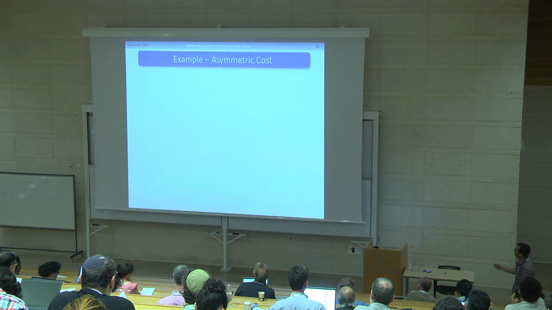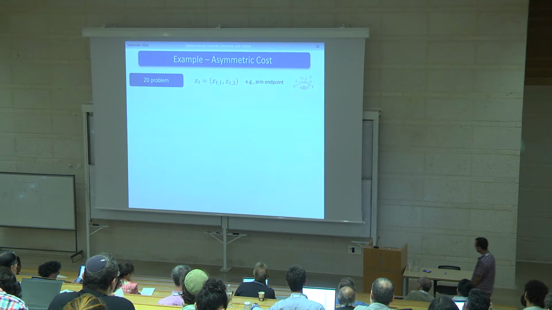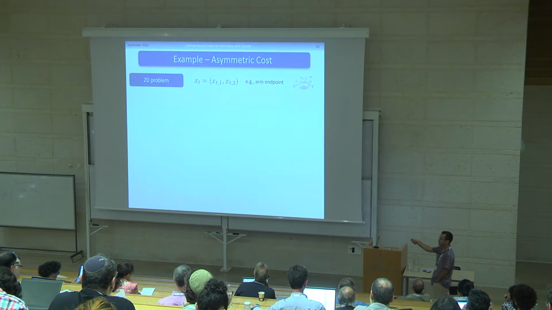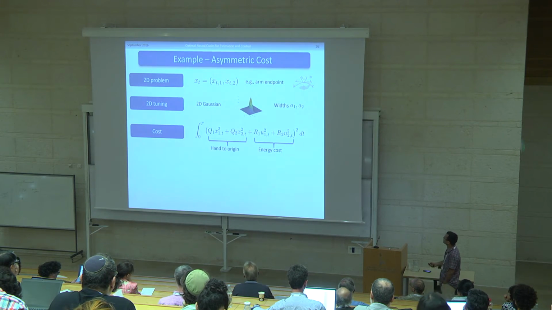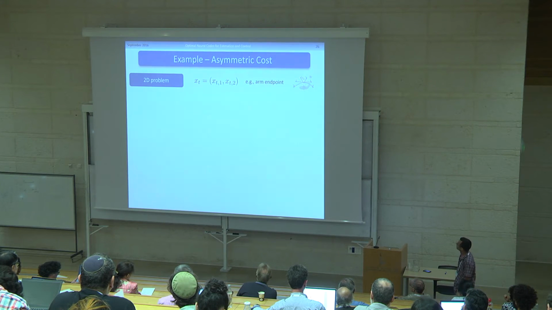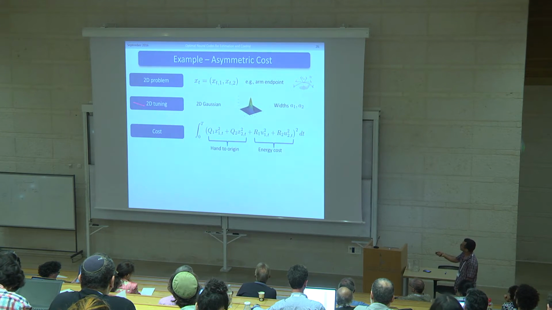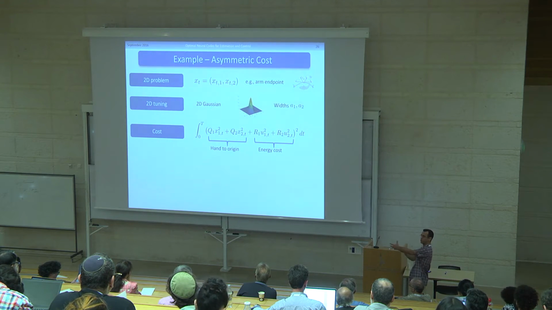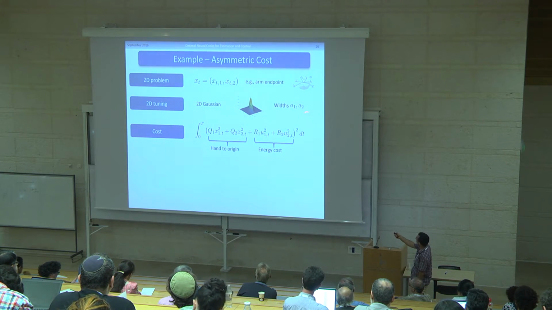Okay. So let me just give you a very simple example relating to the difference between estimation and control. Let's say you have a two-dimensional system, maybe the end point of your hand, and you want to move your hand to some location. So let's look at the case where the tuning in this case is two-dimensional. So you have two-dimensional Gaussian tuning curves in this case, and they have widths A1 and A2. And let's consider this kind of cost.